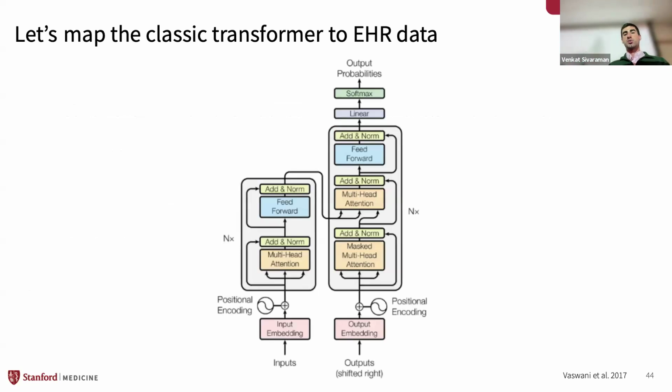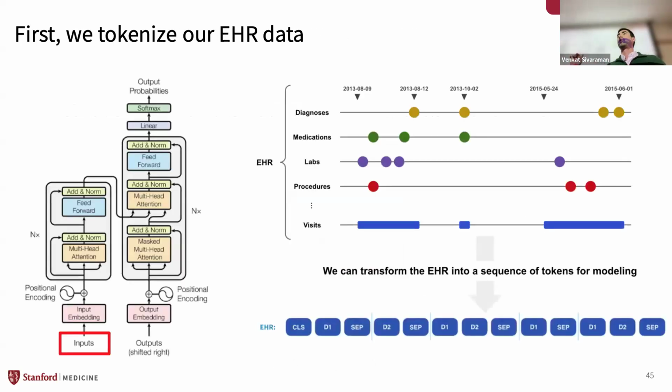I thought the easiest way to do this was to map elements of the original transformer to EHR data. It's not going to be one-to-one, and obviously this is a decoder-only model, but hopefully it gives you a sense of how to think about applying a great ML method or new architecture to EHR data as a benchmark in your paper. So the first thing we do when we work with sequence models is tokenize our data. We can't just throw the EHR into a transformer.